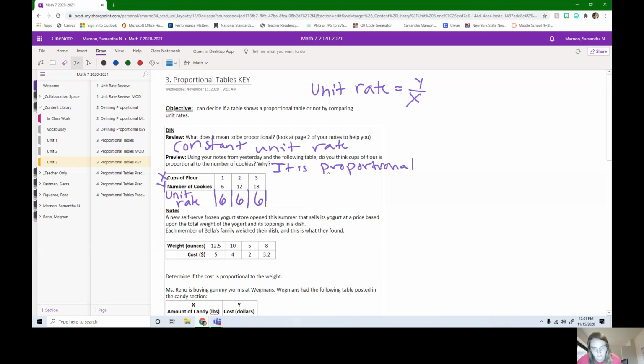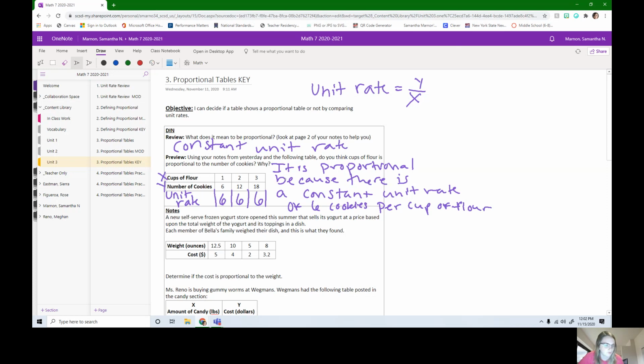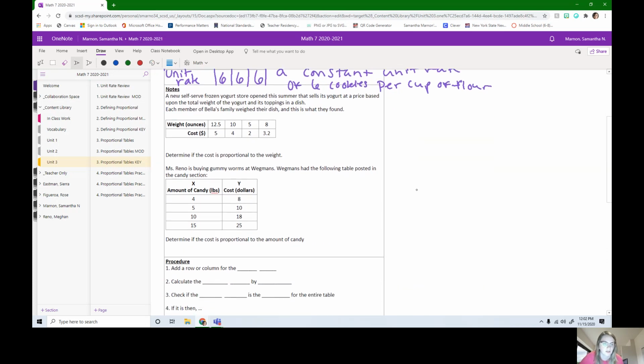Because there is a constant unit rate. And I like to add in what it is. So we can say of 6 cookies per cup of flour. So that's our DIN review and preview. So now let's get into our notes.